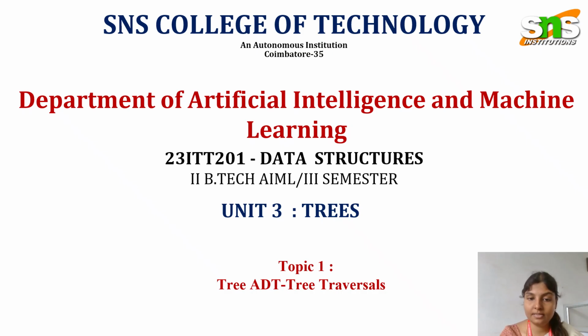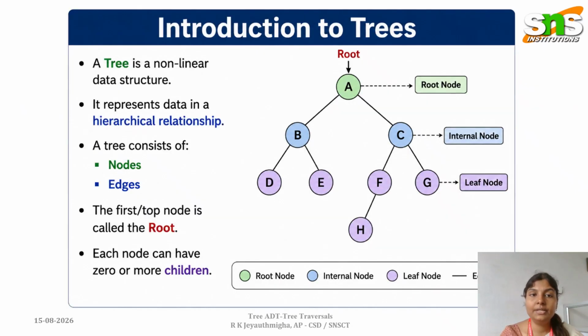The topic to be discussed is tree ADT and tree traversals. A tree is a nonlinear data structure. It represents data in a hierarchical relationship. A tree consists of nodes and edges. The first or the top node is called the root. Each node can have 0 or more children.